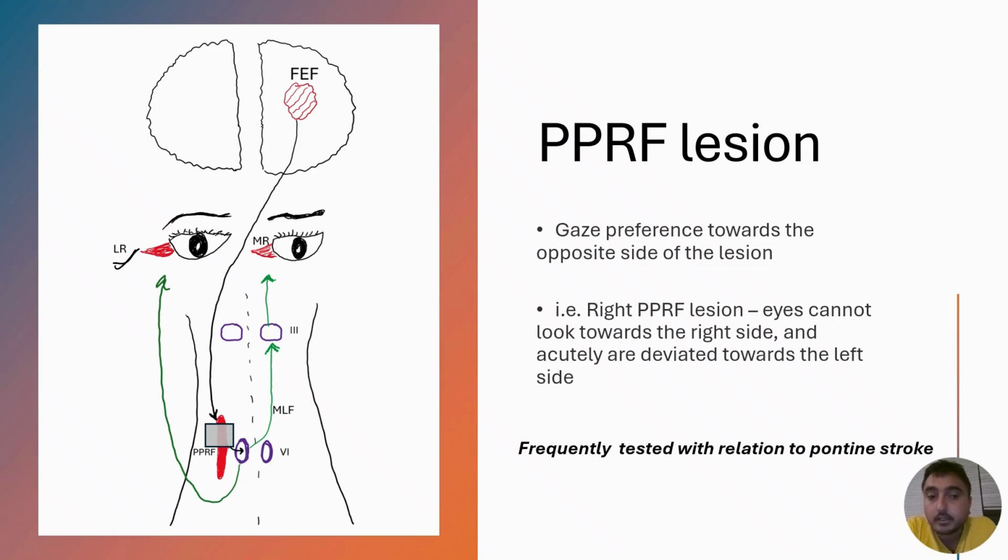All right. You have to know this difference. You have to understand this pathway in order to localize the lesions when you're asked in the exam. And PPRF lesion is frequently tested in relation to the pontine strokes.